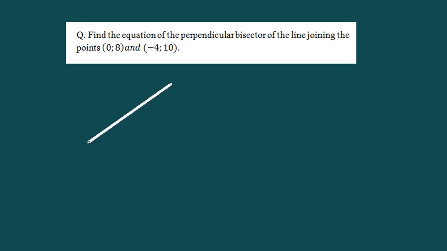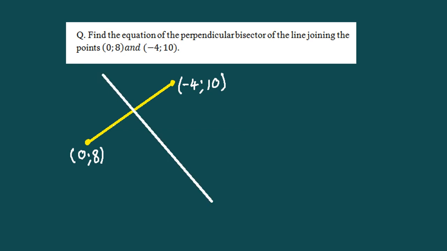We've got 2 points whose coordinates are known, and we're looking for the perpendicular bisector of the line joining these 2 points. It's a perpendicular line that bisects the line joining the 2 points, and it makes a right angle here. Let's call this line L. We want to find the equation of this line L, which is the perpendicular bisector of the line joining the points (0, 8) and (-4, 10).